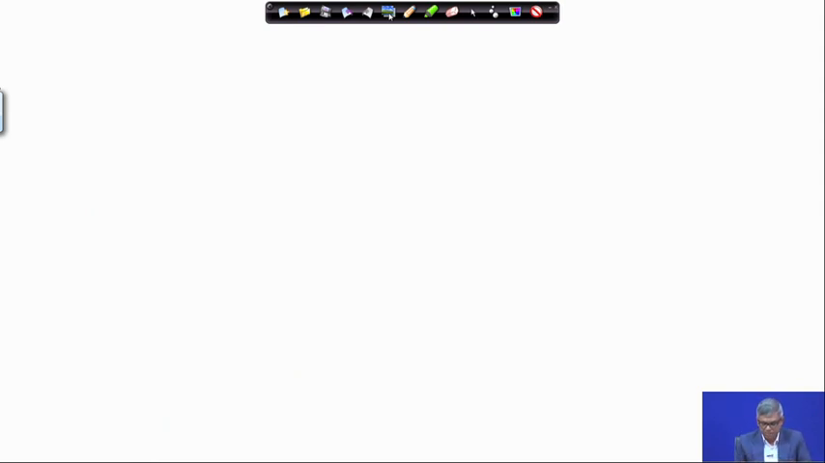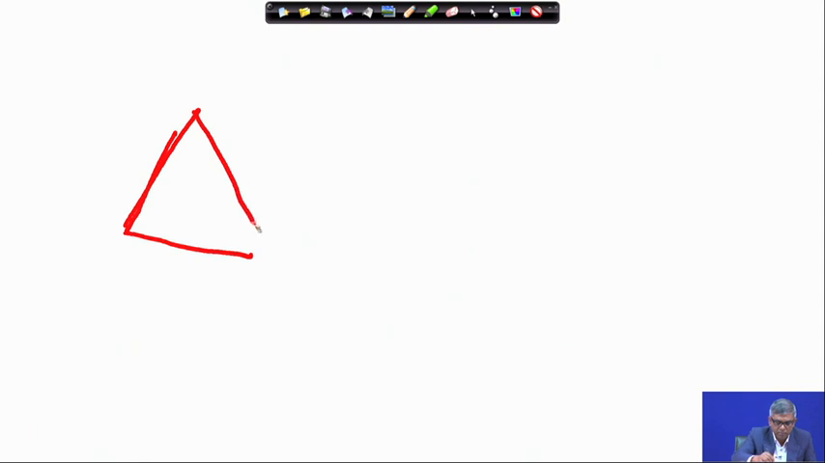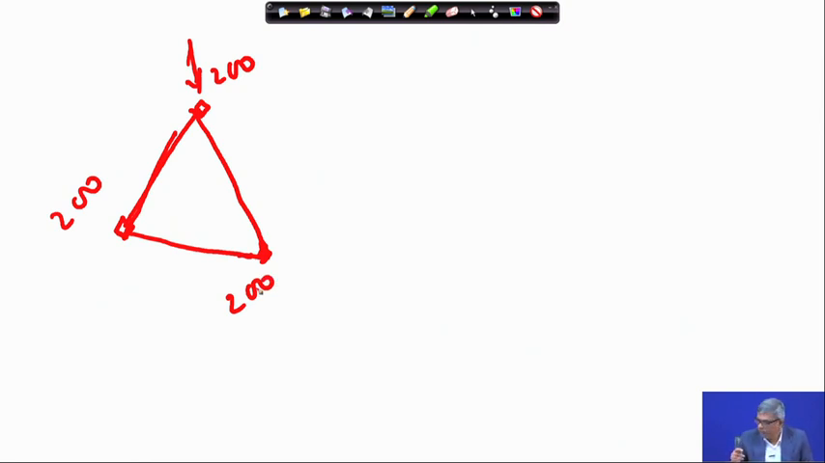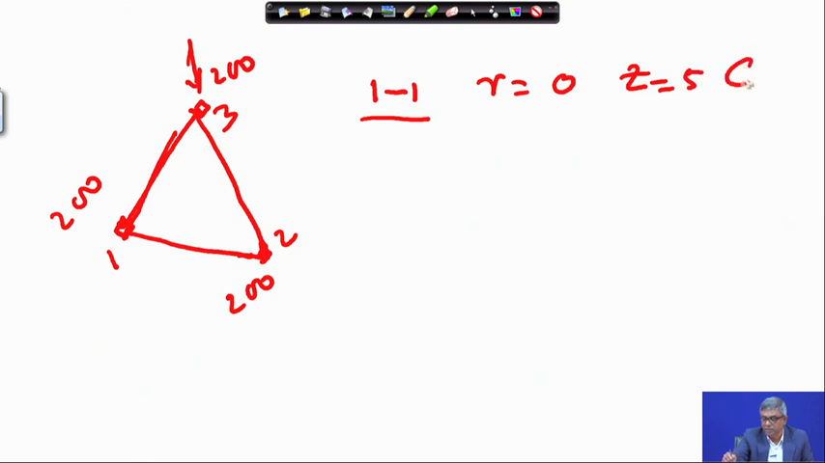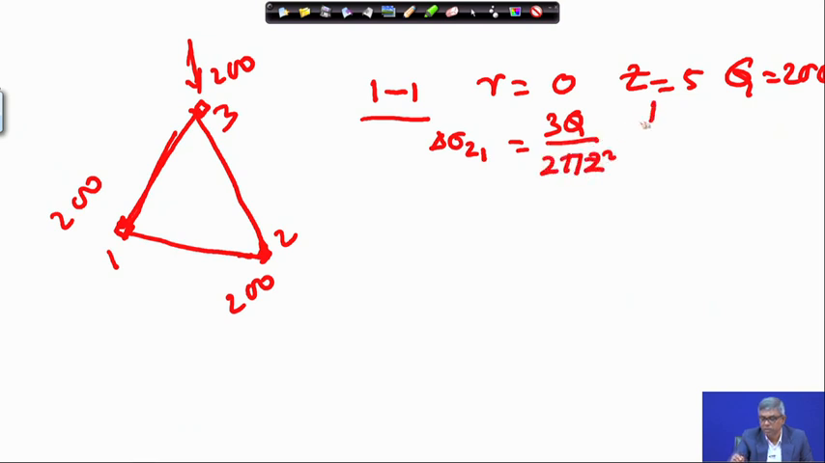Suppose we have an equilateral triangle. This is one footing, this is another footing, this is another footing, and it is 200, this is 200 and this is 200. Call them 1, 2 and 3. First I will do footing 1 on 1. In that case, R becomes 0, Z becomes 5 meter and Q equals 200. So our formula is delta sigma Z1 equals 3Q by 2 pi Z square, times 1 by (1 plus R square by Z square) to the power 5 by 2. Since R is 0, this part becomes 1.